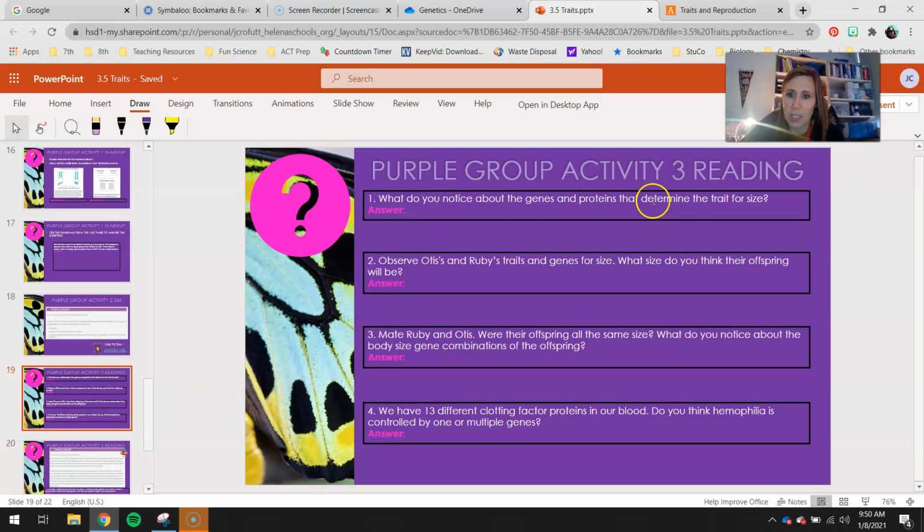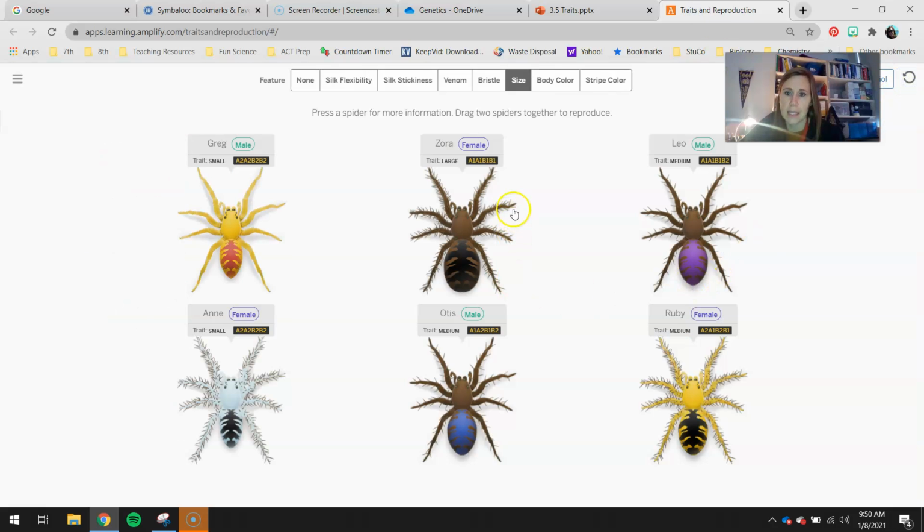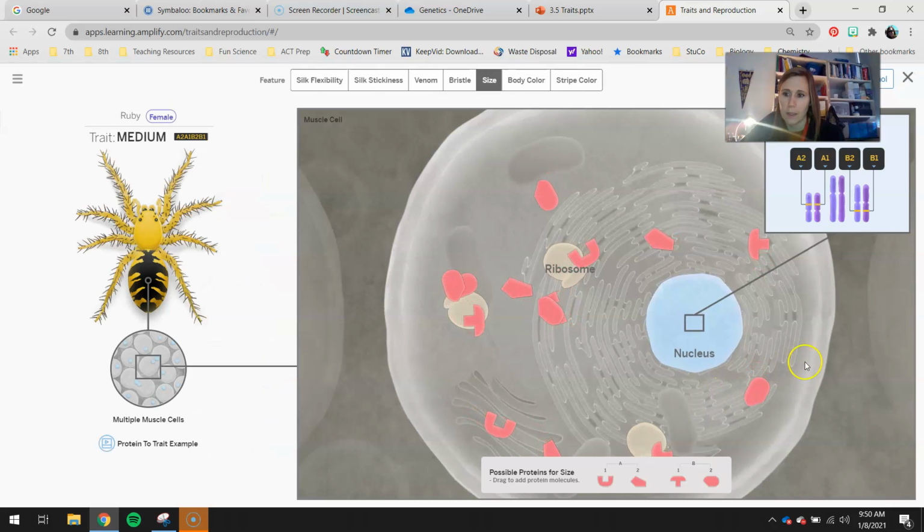What did you notice about the genes and proteins that determine the traits for size? Okay, so obviously there's multiple genes that do this, and there's different traits for size that he can have. Okay, question 2, observe Otis's and Ruby's traits and genes for size. So now you're going to need to pull in Ruby and see kind of what her body size is and how those different proteins have created that size.